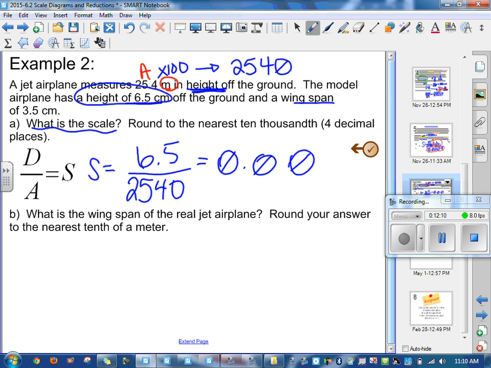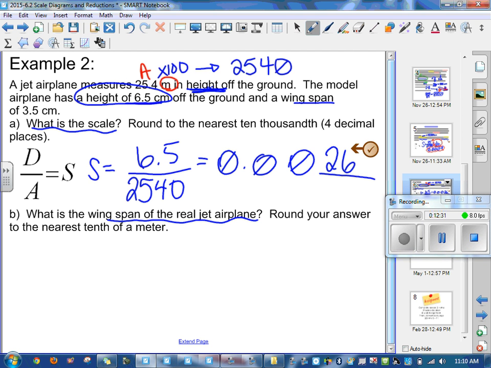What are the other 2 numbers? I need 2 more numbers there. 26, good. Perfect. And then it says, what is the wingspan of the real jet airplane? Well, that's the scale we found out. Now we want to find wingspan. Well, we're just going to set up what's called the ratios.